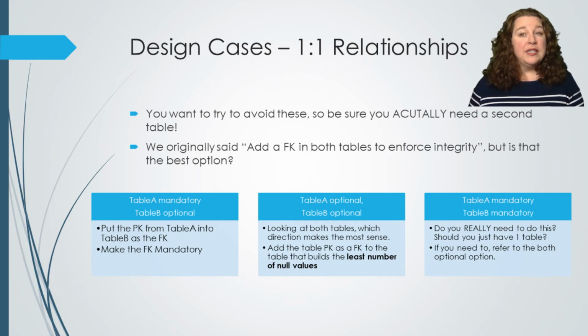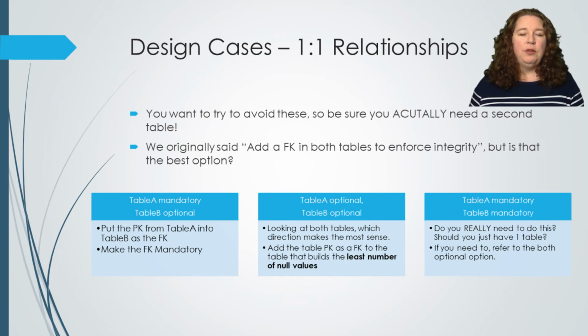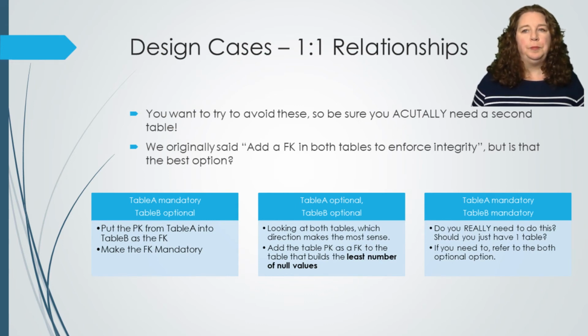Sometimes you have it where both sides are optional. You could have some information in A and some information in B, and sometimes you don't have it on one, sometimes you don't have it on the other. They're both optional and it throws everything off. What you do is look at both tables and figure out which direction makes the most sense, creating a situation with the least number of null values. Remember, you're going to be adding a foreign key into one of your tables, which is going to be the primary key from the secondary table. So of those 2 tables, which one has the most values that are not filled in, that would give you the least amount of nulls? That's the direction we want to go in, because we want to avoid null values as much as possible.